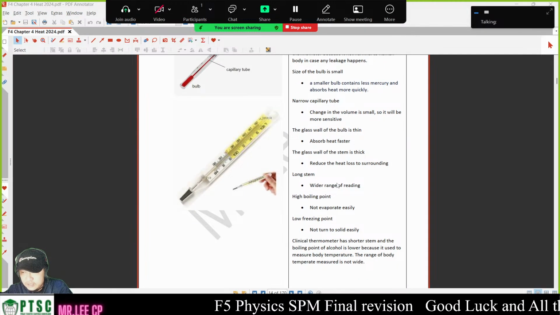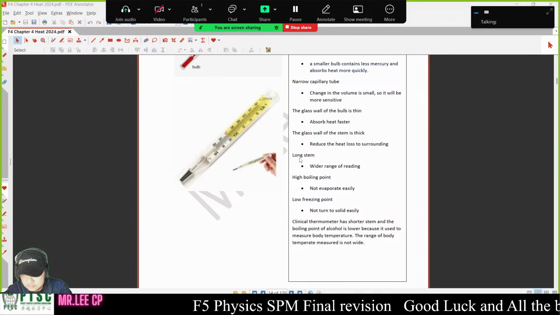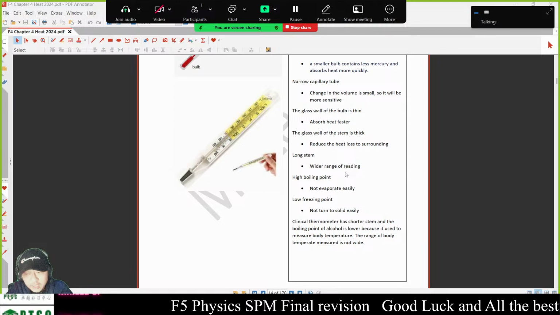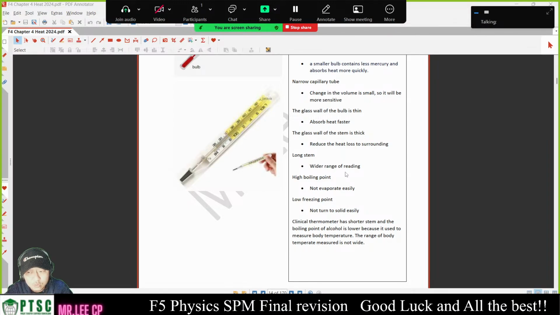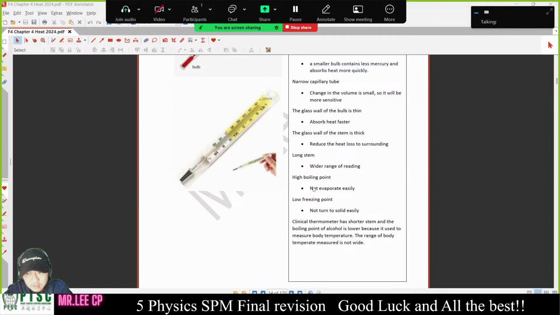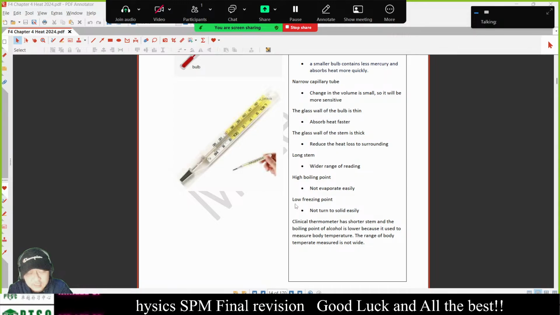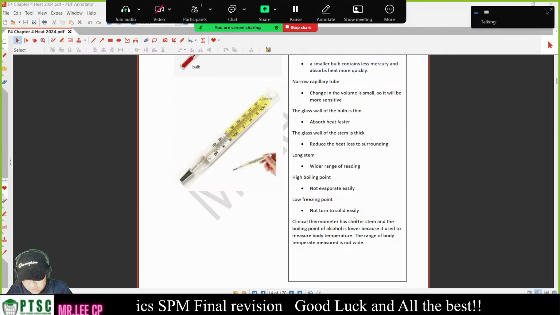The stem is long. Why does it have to be long? You can have more readings, a wider range of readings. High boiling point, so it does not evaporate easily. Low freezing point, so it does not turn to solid easily.